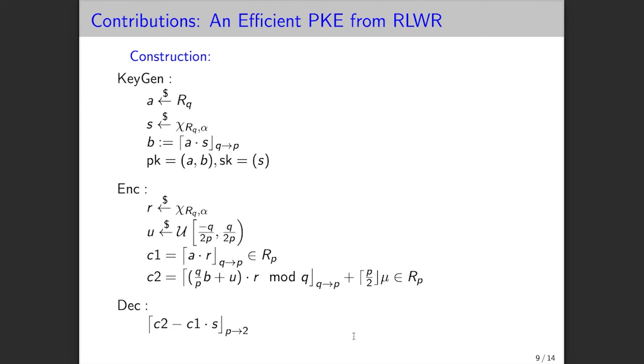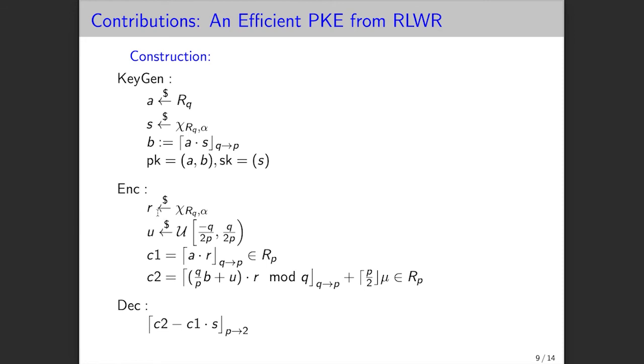In our paper, we construct an encryption scheme based on RLWR. We overcome the complex security proof by introducing an intermediate problem, or just introducing some errors here. Our construction is like this. In KeyGen, it's similar to the RLWR problem. B is generated by rounding from Q to P.